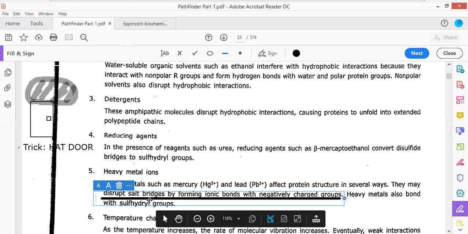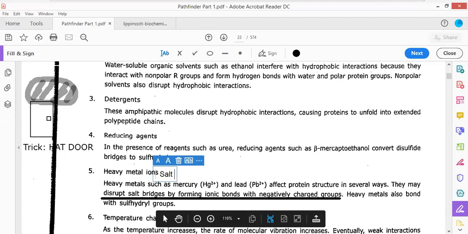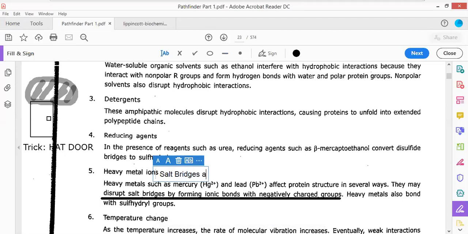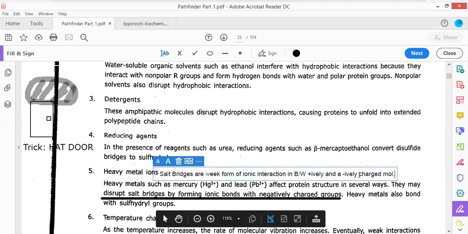Now, what are salt bridges? Salt bridges are a weak form of ionic interaction between a positively charged molecule and a negatively charged molecule. I'm writing the definition of salt bridge here. Salt bridges are a weak form of ionic interactions in between a positively and a negatively charged molecule. Okay. So these are actually the weak form of interaction present between positively and negatively charged molecules.